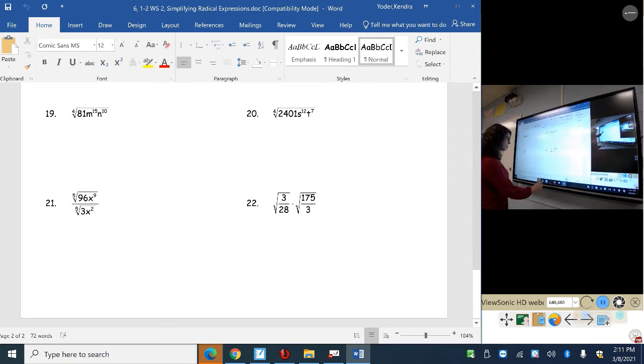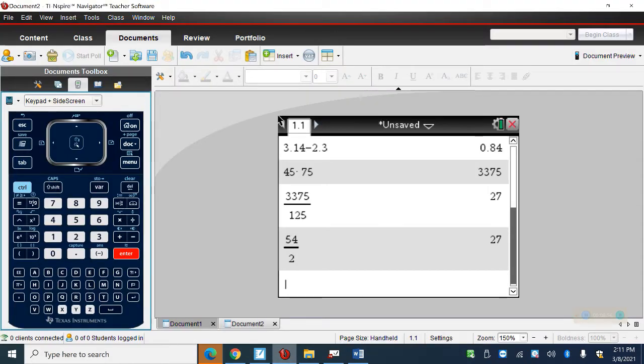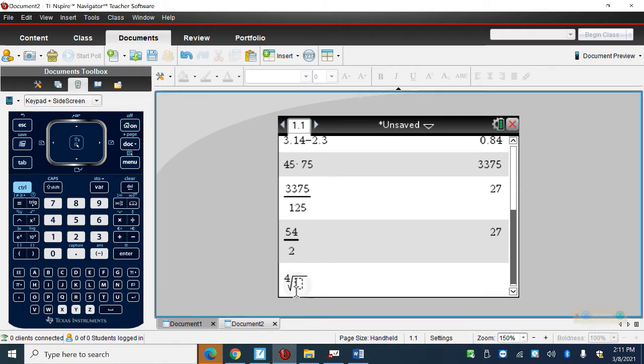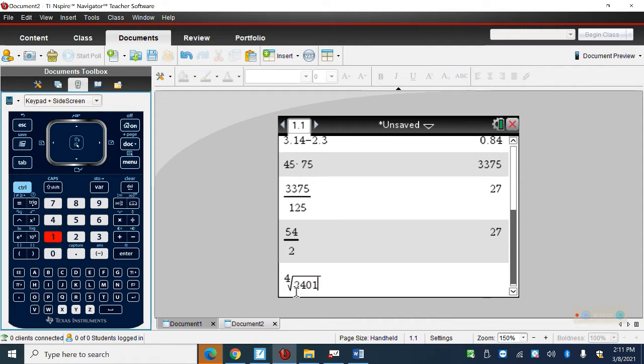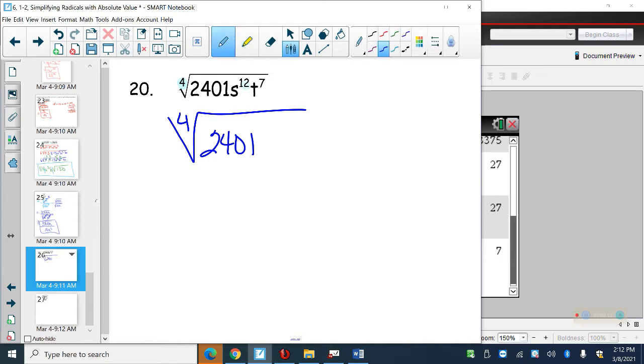Number 20, let's see what the directions say for number 20. Still all the same instructions, so therefore I have an even root. 2,401, so I'm going to come over here and say, can I take the 4th root of that? 2401. I don't know. I can. It's a 7. So I can do this. So I leave that number alone. 12 is divisible by 4, so I leave that alone.